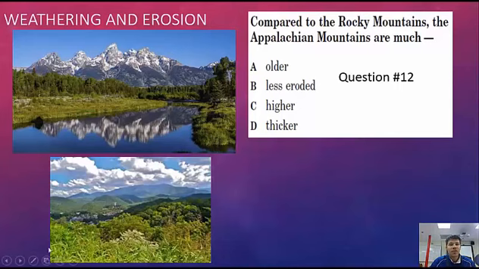So our Appalachian Mountains are more eroded, not less eroded. They're lower, not higher. And thicker is just not a great word to describe the mountain range here, but they are a little more spread out. Alright, so the best answer here is A. The Appalachian Mountains are much older than the Rocky Mountains.